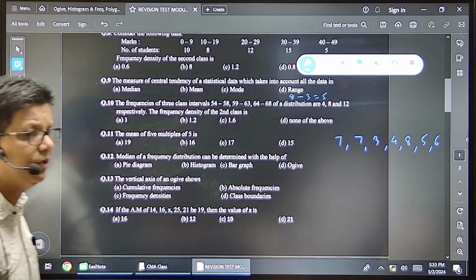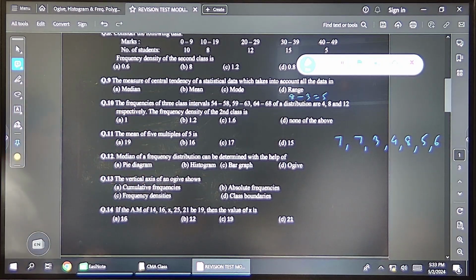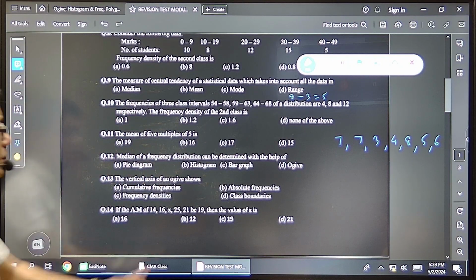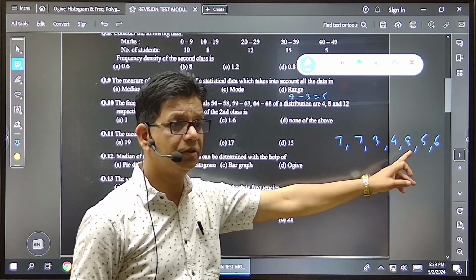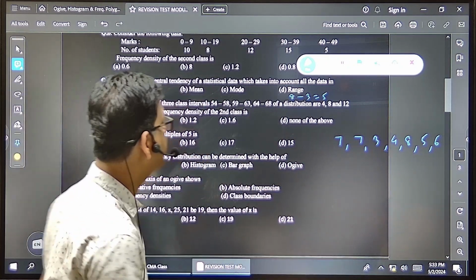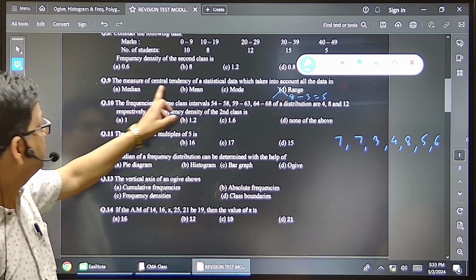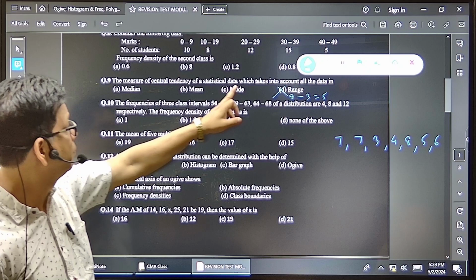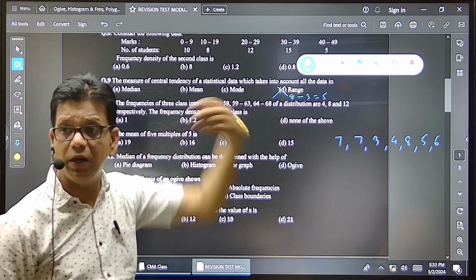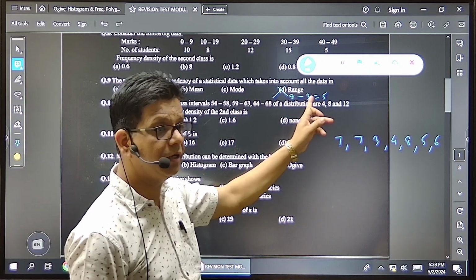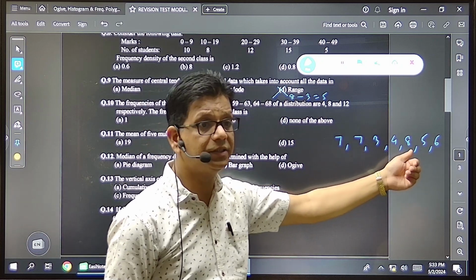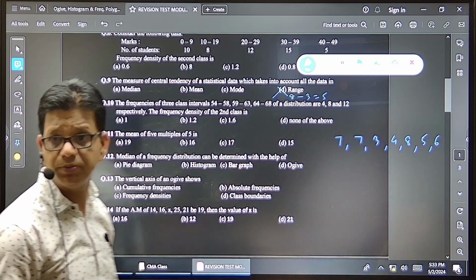What is the answer? Which two numbers you have taken? Try to understand the concept. Highest and the lowest. Did we take all the numbers? No, we did not take. So the question is, the measure of central tendency which takes into account all the data. So we are not taking all the data for range. Range we took only highest and the lowest. So this is not the option.